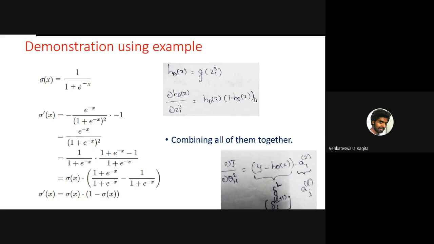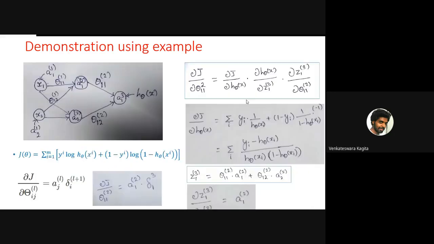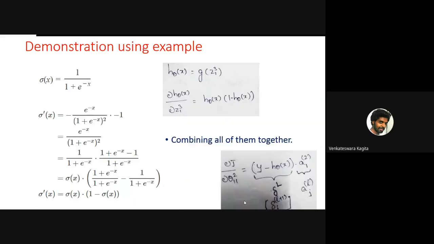Now substitute everything in this. You substitute h theta of x times 1 minus h theta of x times yi minus h theta of xi divided by h theta of xi times 1 minus h theta of xi. So here h theta of x times 1 minus h theta of x is in the denominator, and this term will get in the numerator. So this and that can be cancelled, and you get yi minus h theta of xi times a12. That is what you will get, right? yi minus h theta of xi times a12.